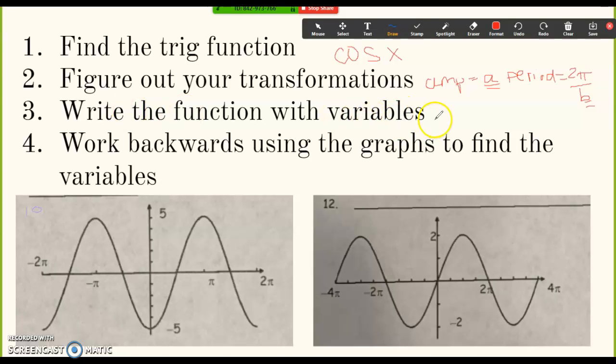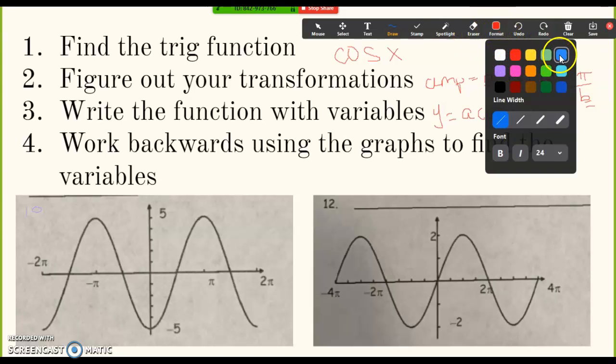Write the function with the variables. I know this is a cosine function with the transformations of amplitude and the period, so I'm going to be looking at A and B. I know that I'm going to have y equals A cosine of Bx. Now I'm going to work backwards using the graphs to find the variables. Let's start with the amplitude first. That's probably the easiest and most identifiable.